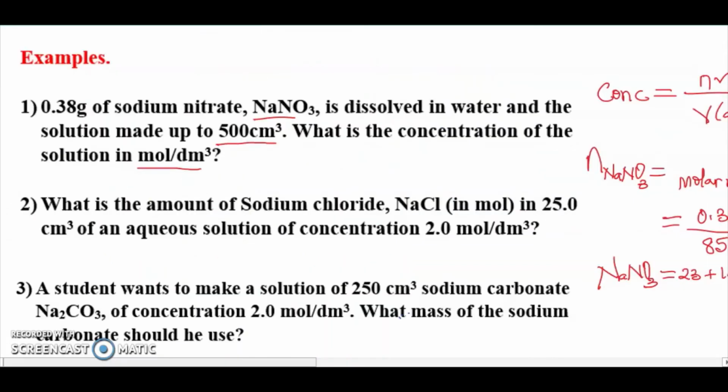Let's look at the second example. What is the amount of sodium chloride in mole in 25.0 cubic centimeters of an aqueous solution of concentration 2.0 mole per dm cube? So here the compound is sodium chloride and the volume is 25.0 cubic centimeters, and the concentration, we have it here. So we have the volume and we have the concentration, and we have to calculate the number of moles. So how do we do it?